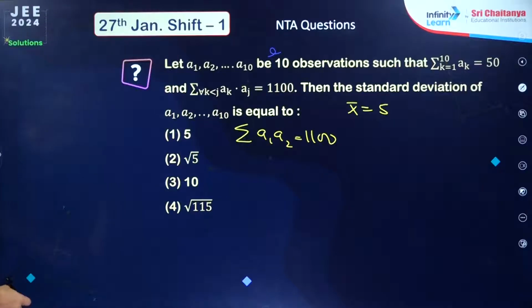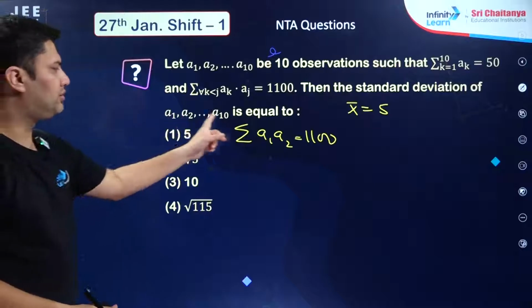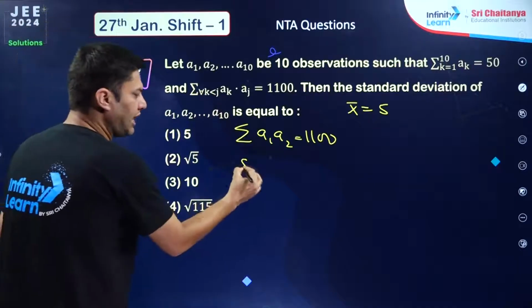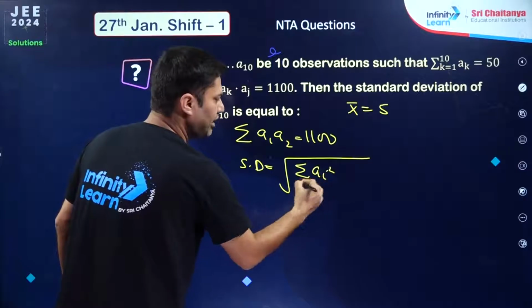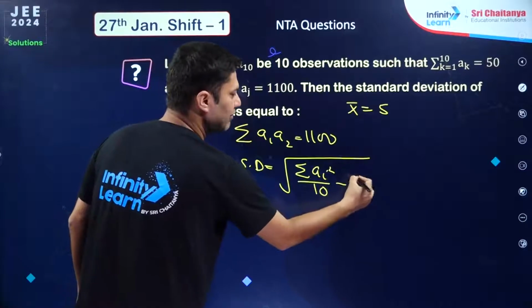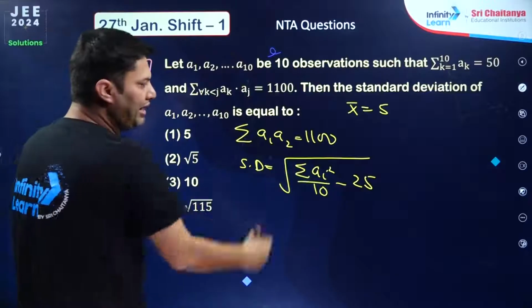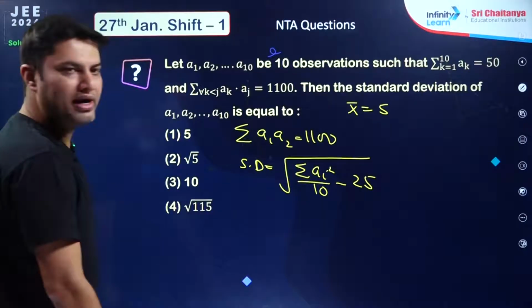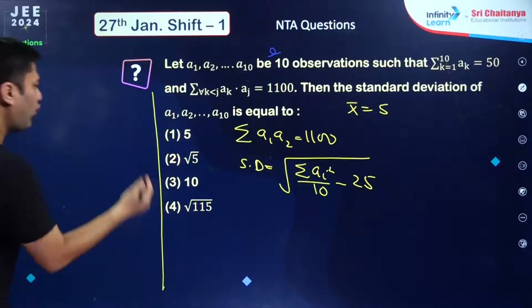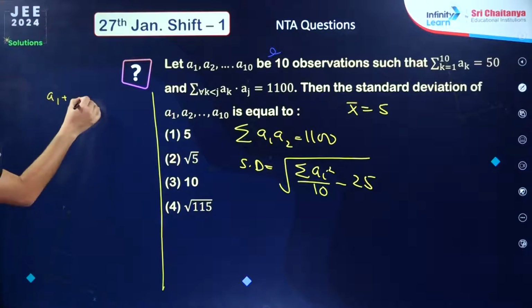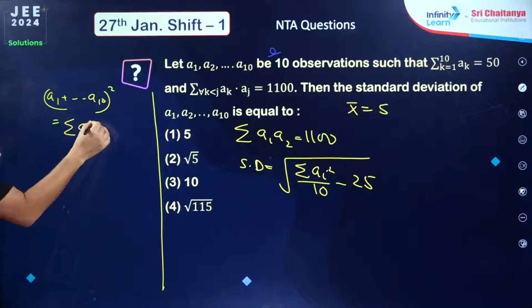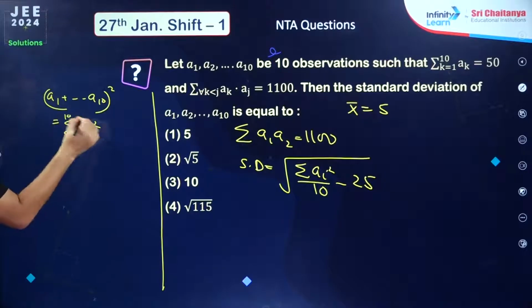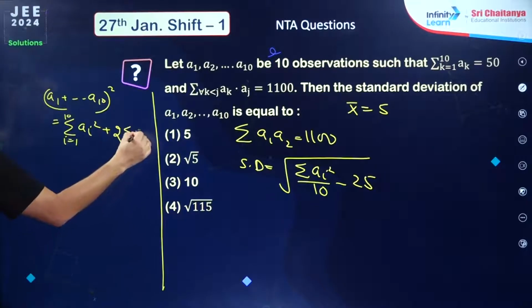What do you need to find? The standard deviation of the 10 observations. The standard deviation will be the square root of sigma ai square upon 10 minus mean square, which is 25. How to find sigma ai square? I think it's really easy if you know this formula: (a1 plus a2 plus up to a10) whole square will be sigma ai square, that means a1 square, a2 square up to a10 square, plus twice of sigma a1 a2.